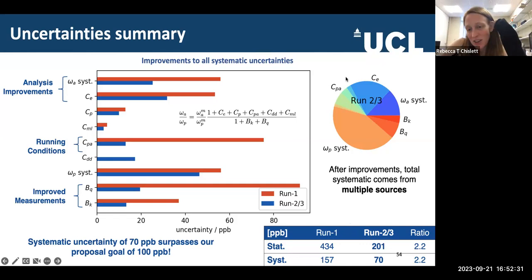And then you can see a summary of the contributions from the different uncertainties. And now the quad transient isn't the dominant uncertainty. And then there's a summary of the statistical and systematic errors in the table at the bottom. So actually, although both measurements are statistically dominated, and the systematic error has reduced proportionately, so the ratio between the 2 has stayed roughly the same.